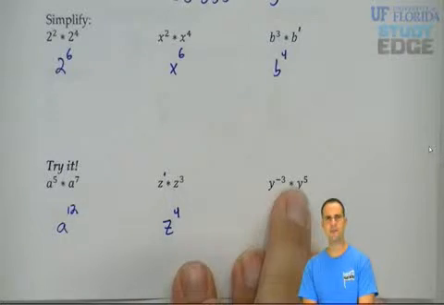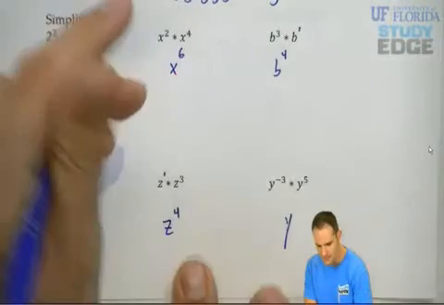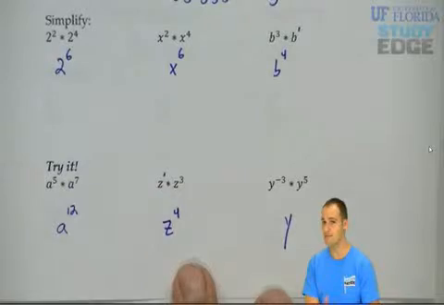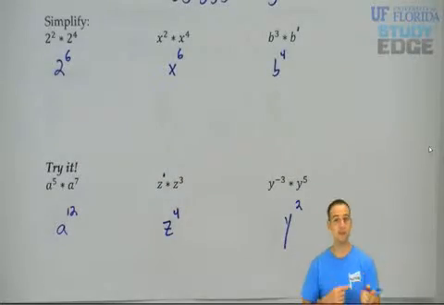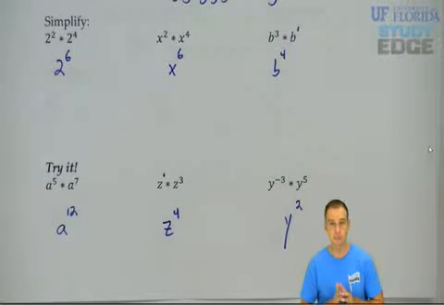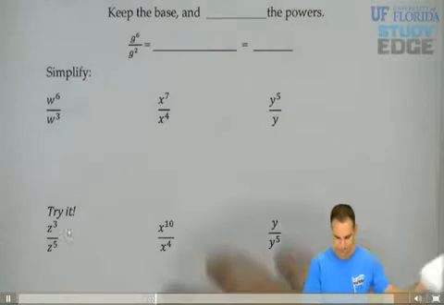Y to the negative 3 times y to the fifth would be y to the negative 3 plus 5. Negative 3 plus 5 will give you 2. You might add and subtract positive and negative numbers. Be very careful here. So that's when you're multiplying. When you multiply, you add.